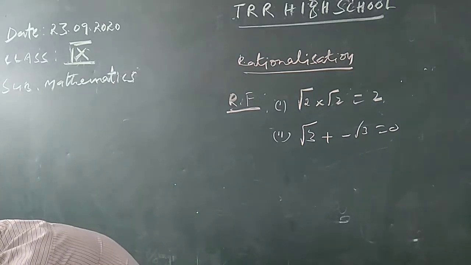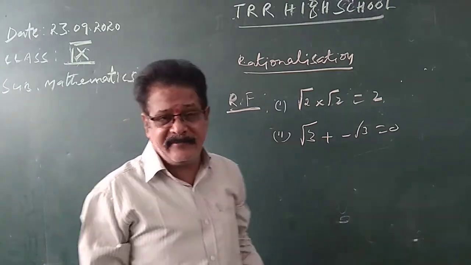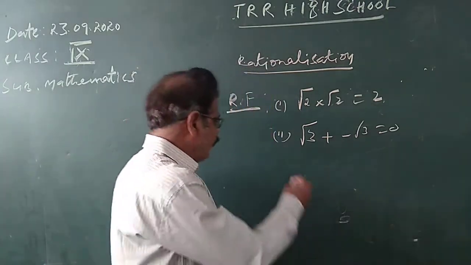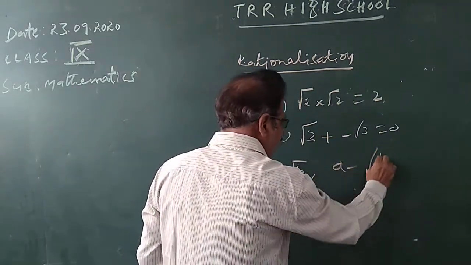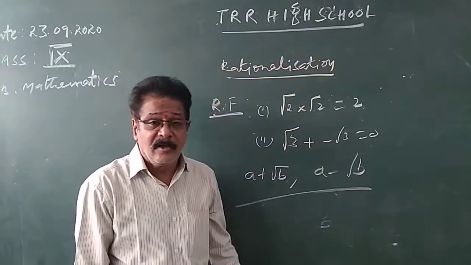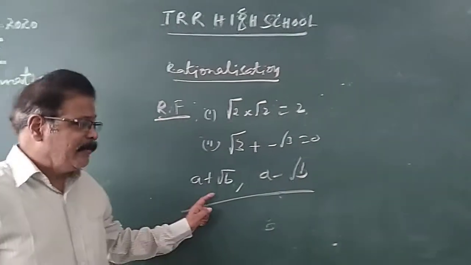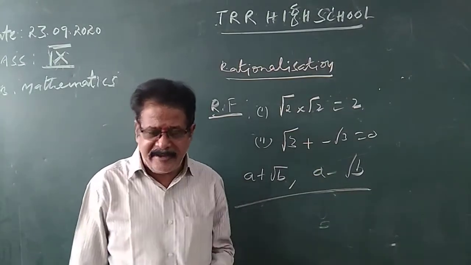Now, how to rationalize binomials. If a plus root b is there, what is the rationalizing factor of a plus root b? It is a minus root b, as I just told you. What are conjugates? These are the conjugate numbers. The conjugate of a plus root b is a minus root b. Conjugate means different signs.